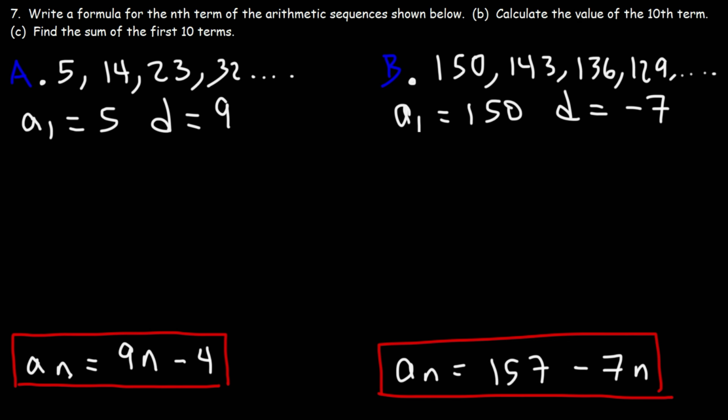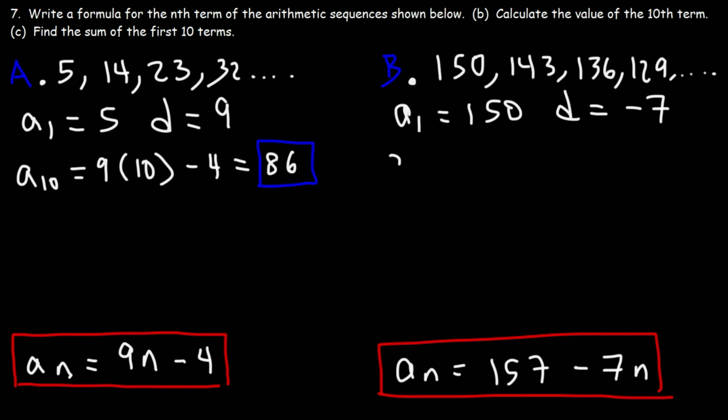Now let's move on to part B. Calculate the value of the 10th term of the sequence. So we're looking for a sub 10. So let's plug in 10 into this equation. So it's going to be 9 times 10 minus 4. 9 times 10 is 90. 90 minus 4 is 86. So that is the 10th term of the sequence in part A.